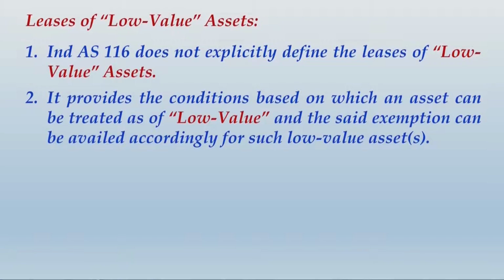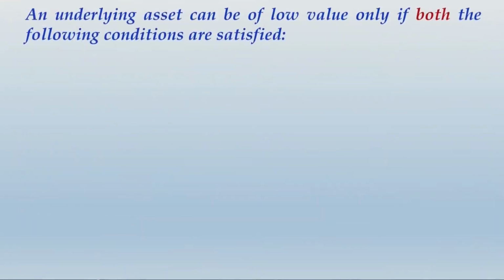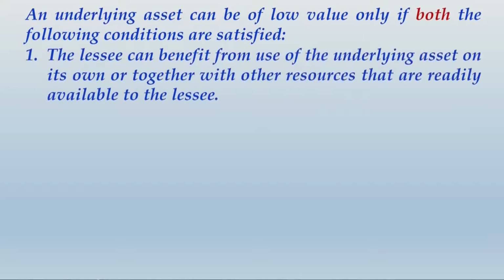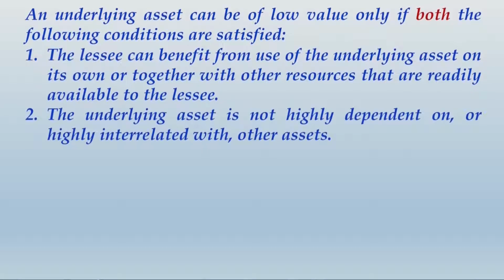Alright friends, you would have finished writing this thing. Let us move ahead and now talk about what are those 2 conditions. So an underlying asset can be of low value only if both the following conditions are satisfied. Number 1, the lessee can benefit from use of the underlying asset on its own or together with other resources that are readily available to the lessee. Second, the underlying asset is not highly dependent on or highly interrelated with other assets.